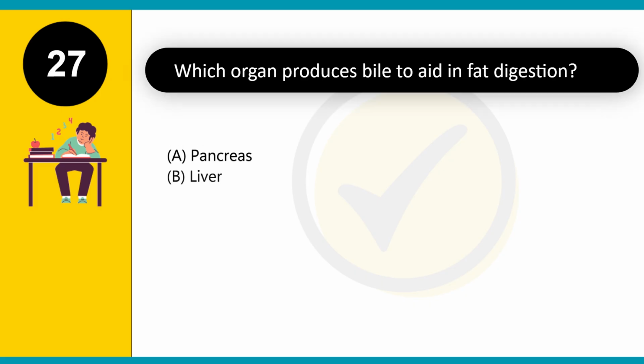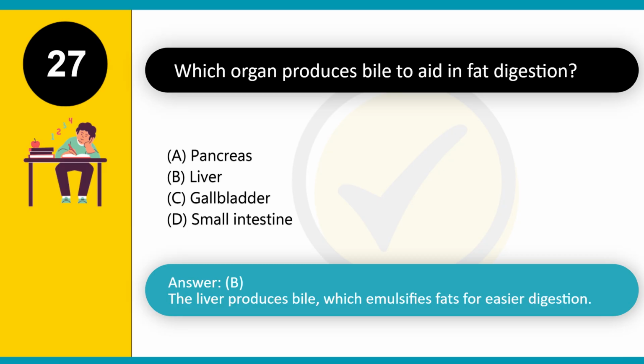Which organ produces bile to aid in fat digestion? A. Pancreas. B. Liver. C. Gallbladder. D. Small intestine. Answer, B. The liver produces bile, which emulsifies fats for easier digestion.